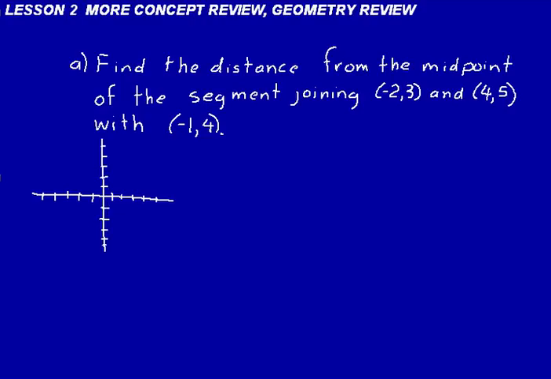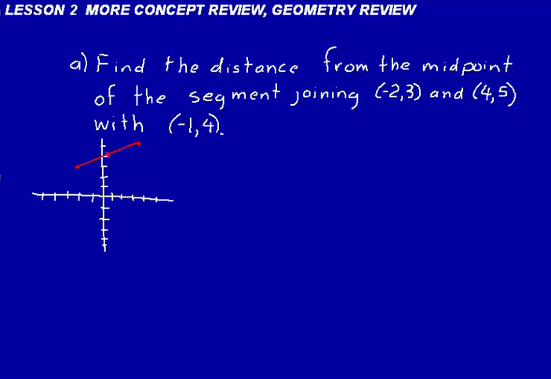And then we can go ahead and put some points on here. The distance from the midpoint of a segment joining (-2, 3) and (4, 5). So we go to the left 2 and up 3. And then we'll have (4, 5), so that'll be to the right 4 and then up 5, about right there. This line segment would run about like that. And we want to find the distance from the midpoint of that segment. Just estimating here, the midpoint would probably be around there somewhere.